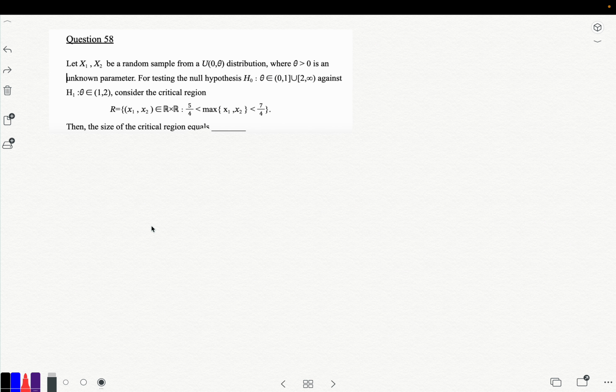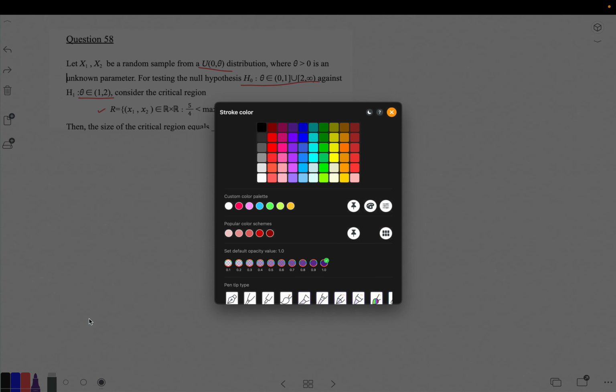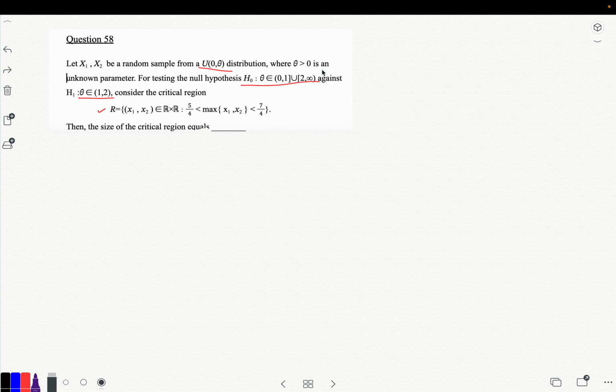What is it saying? Let X1, X2 be a random sample from uniform (0, theta), where theta is greater than 0 is an unknown parameter. For testing the null hypothesis H0: theta belongs to (0, 1] union [2, infinity), against theta which belongs to (1, 2), consider the critical region, that is this, then the size of the critical region equals. So we need to find out the size of the critical region.